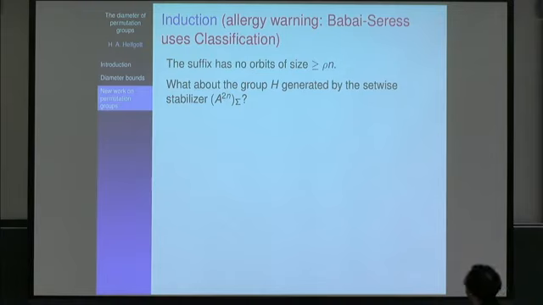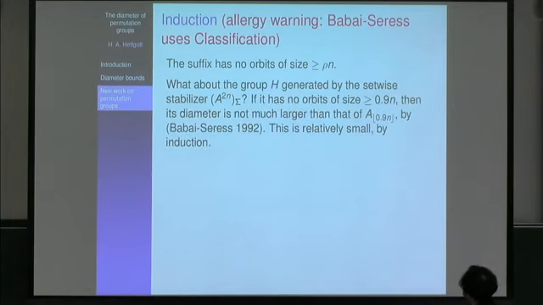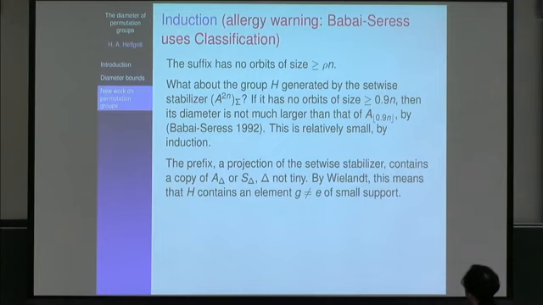Very well. So the suffix, by assumption, has no really long orbits. But what about the group generated by the setwise stabilizer? If it had no long orbits, then you would have a reduction to smaller groups, and that's precisely what the weak product statement was saying. Now you have this prefix there. It contains, by a null result by Wielandt, because the prefix contains a large alternating group, that means that H contains an element of small support.